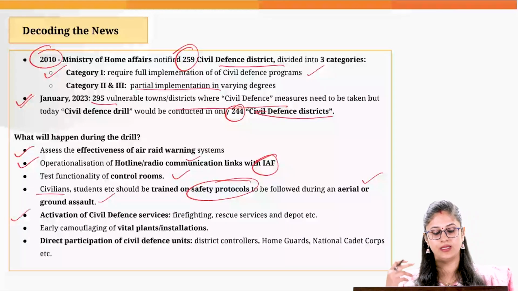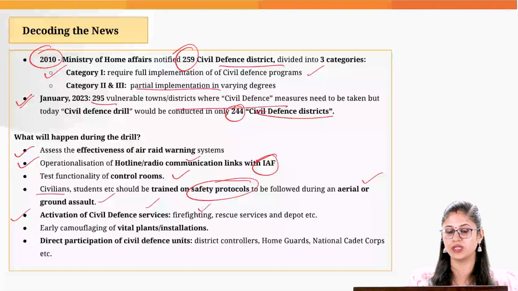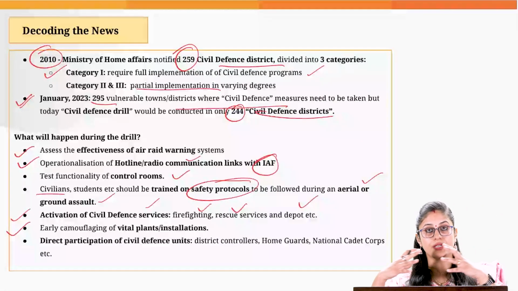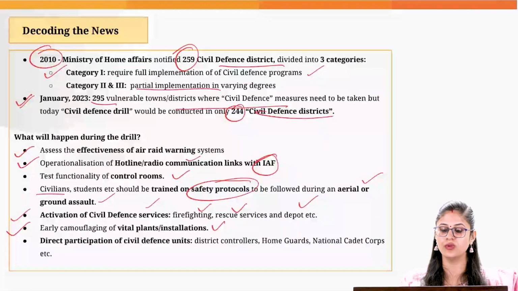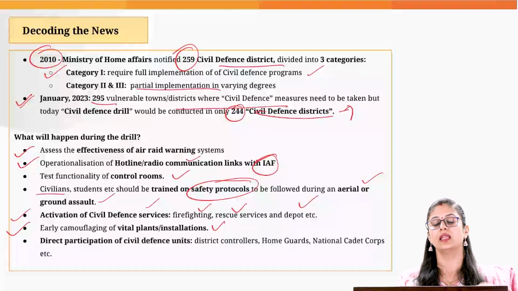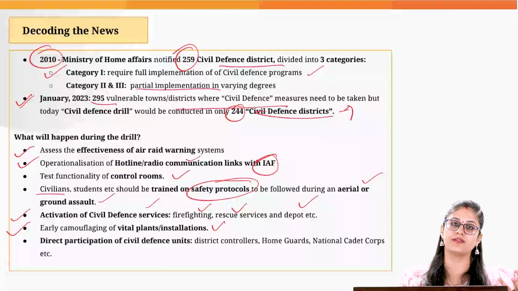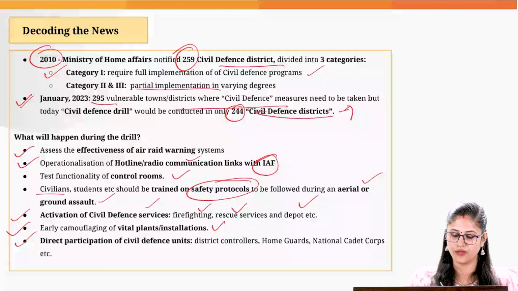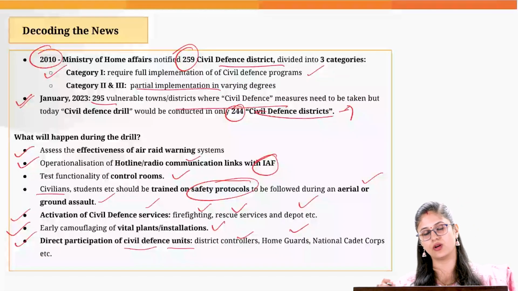Then we will be witnessing activation of civil defense services like firefighting, rescue teams, depot, etc. Then we will be protecting the vital installations and critical infrastructure in place. When it comes to civil defense districts, as I told you, one of the parameters is whether the district encompasses some critical infrastructure or vital installations or not. And we will be witnessing direct participation of the civil defense units, basically your district controllers, home guard, national cadet corps, etc.